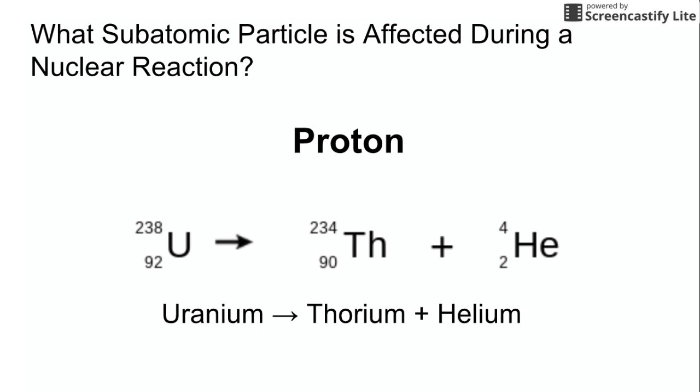So in this example of an equation during a nuclear reaction, we start off with uranium. And after undergoing the reaction, we end up with two completely different elements, thorium and helium. So we mess with the number of protons. And when we mess with the number of protons, we change the identity of the atom and the element. So this is why we ended with different elements.